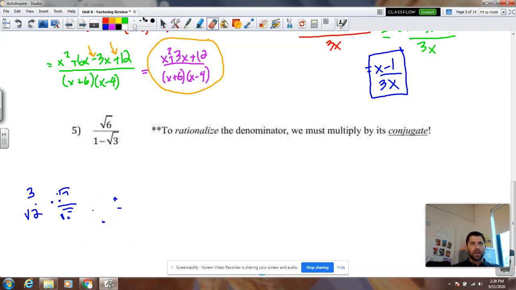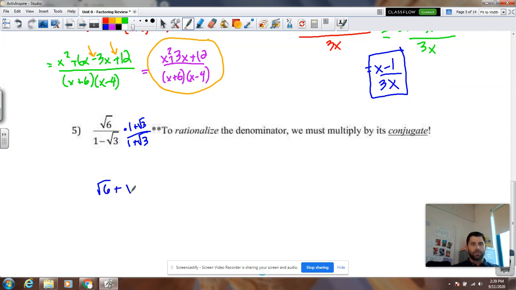Now, if there's a binomial down there, like 1 minus radical 3, to rationalize that, we need to multiply by the conjugate. So what we're really doing here is creating our own difference of two perfect squares. So if 1 minus radical 3 is in the denominator, we need to multiply by 1 plus radical 3 in order to rationalize it. So we're left with the radical 6 times 1 is radical 6.